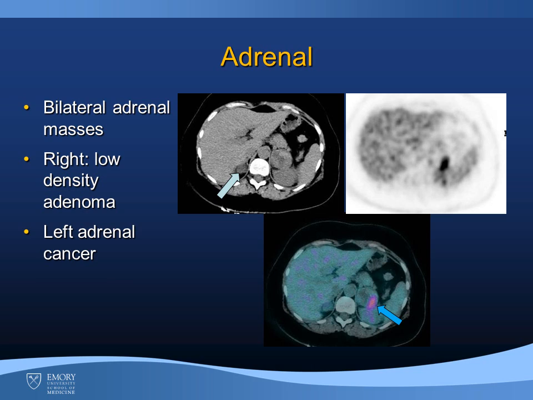This is a patient with bilateral adrenal lesions. On the right, we have a low-density adenoma, which has no FDG uptake. But on the left, we see discontinuous uptake in an ugly-appearing left adrenal mass, and this was a left adrenal cancer.